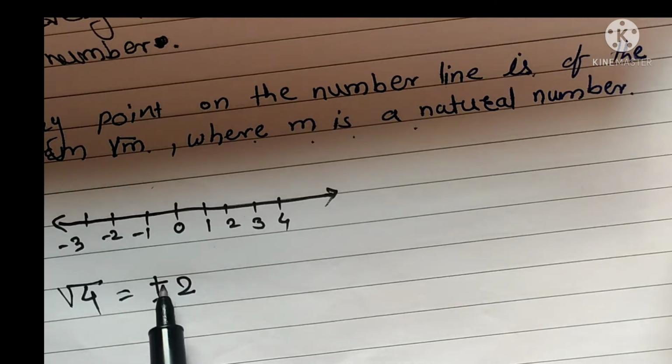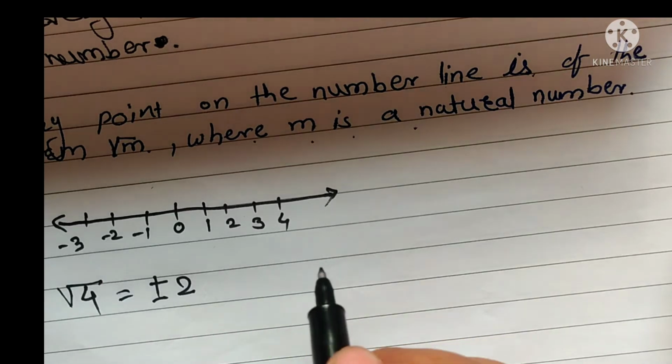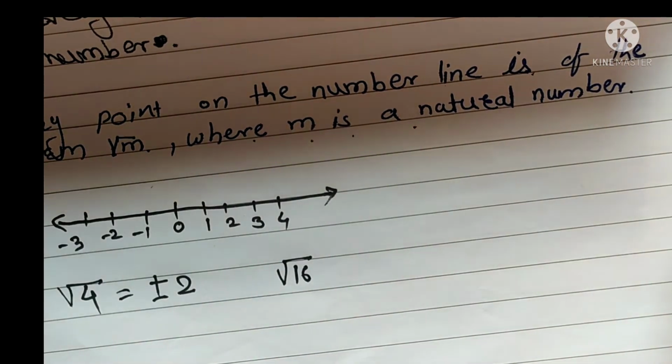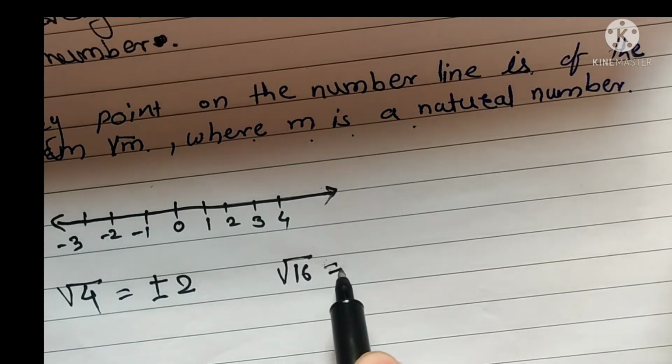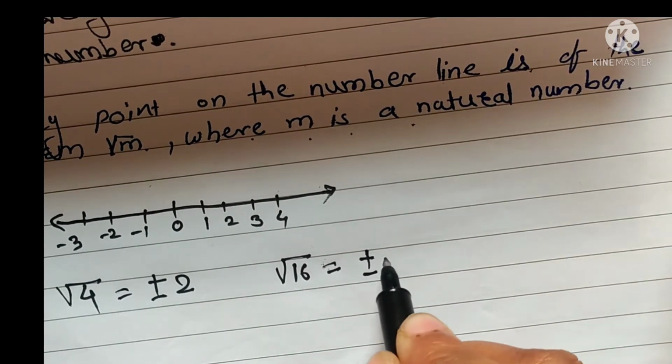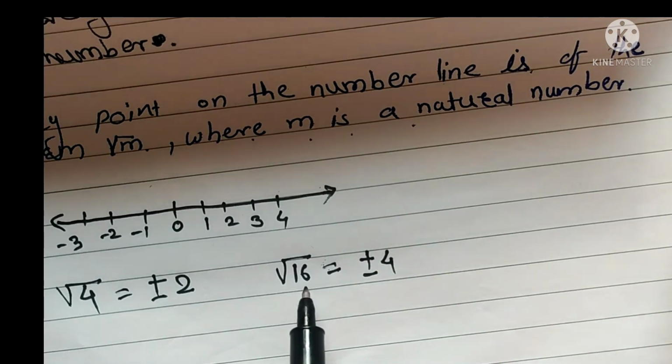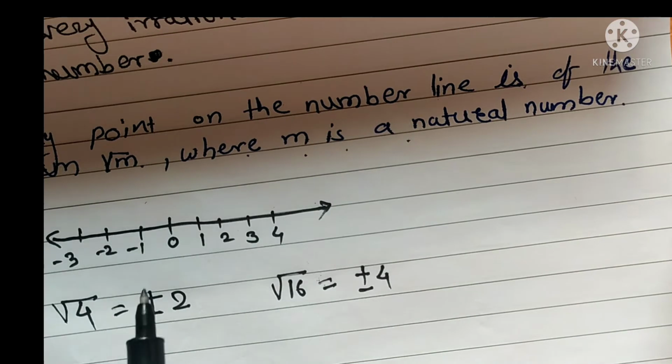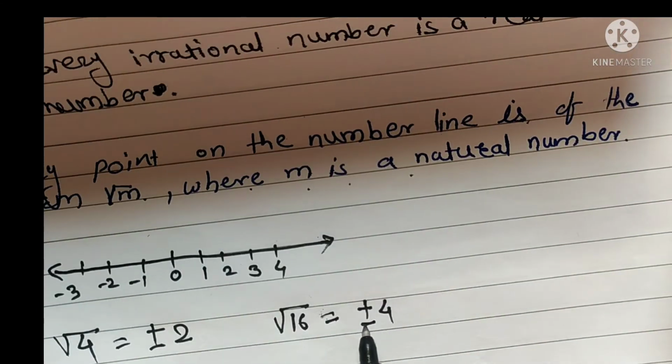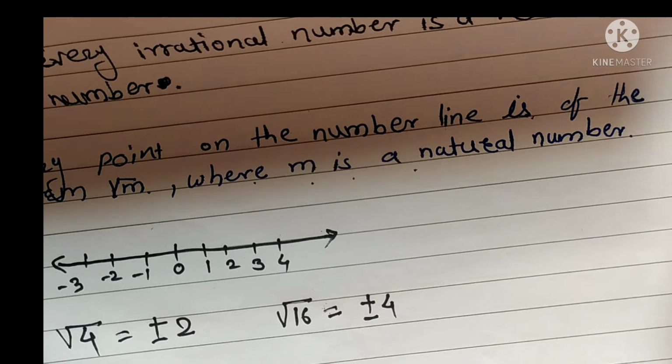If root 4 is there, then we get roots plus or minus 2. Plus 2 we can represent on the number line, and minus 2 we can also represent on the number line. One more example: root 16. If we find the square root of 16, it becomes plus or minus 4. Now 16 is a natural number in the form root m. The square root of 16 becomes plus or minus 4, and we can represent plus 4 on the number line, and minus 4 as well. That means wherever m is a natural number and a perfect square, the positive as well as the negative root can be represented on the number line.